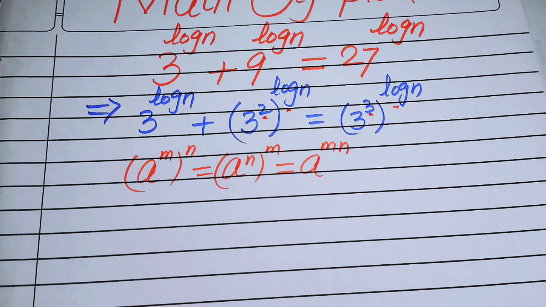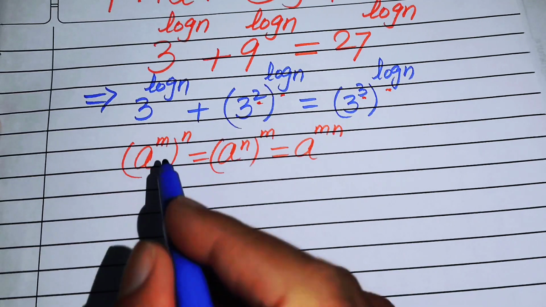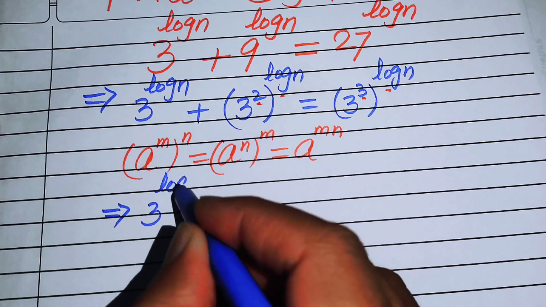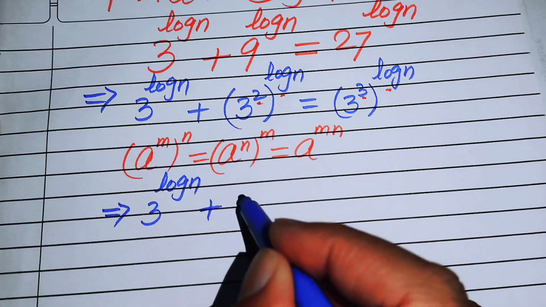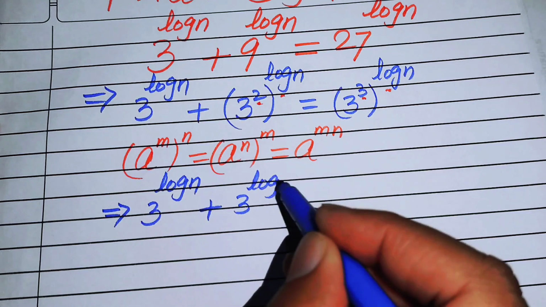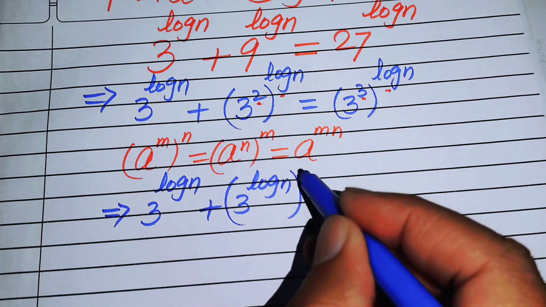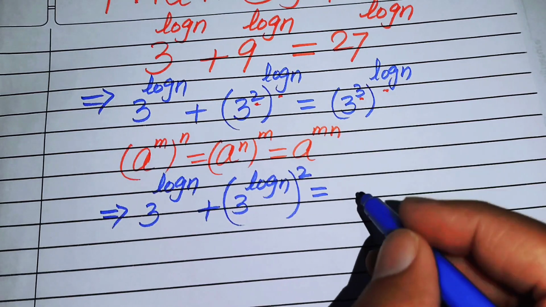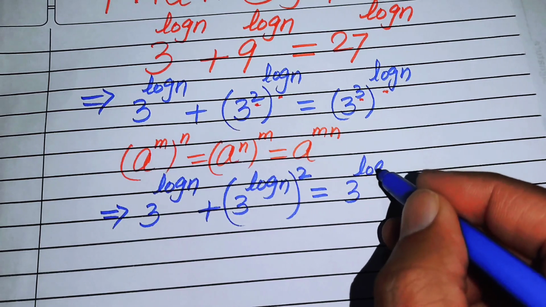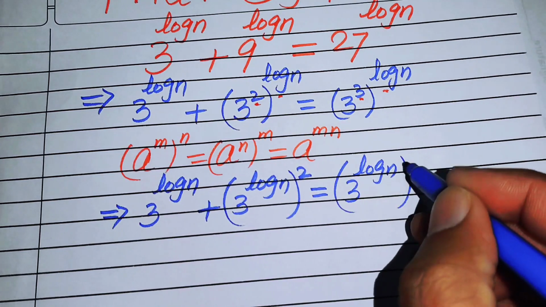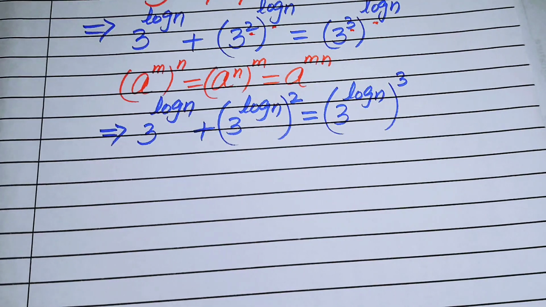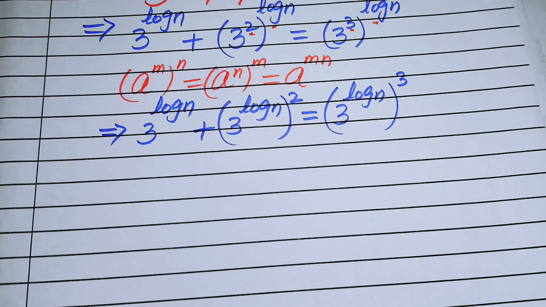First I can interchange these exponents on the left hand side, so the left hand side becomes 3 to the power of log of n plus 3 to the power of log of n and its whole squared. Here I can just interchange these two exponents. Similarly we will interchange these two exponents as well, and you write 3 to the power of log of n and its whole cubed.